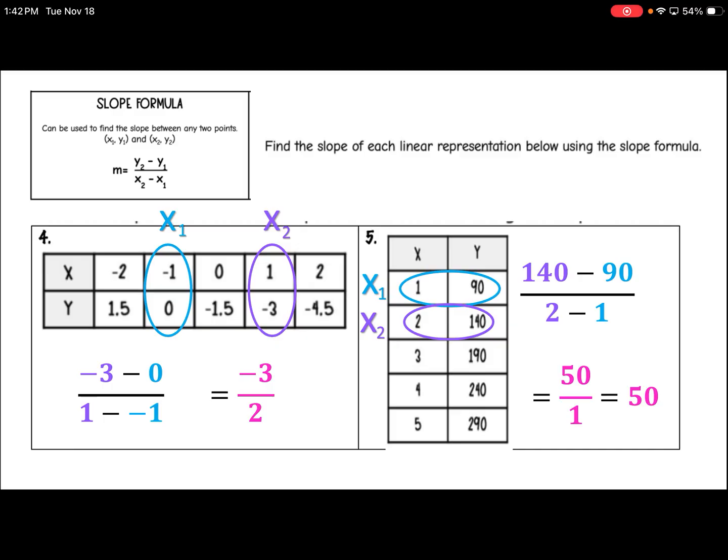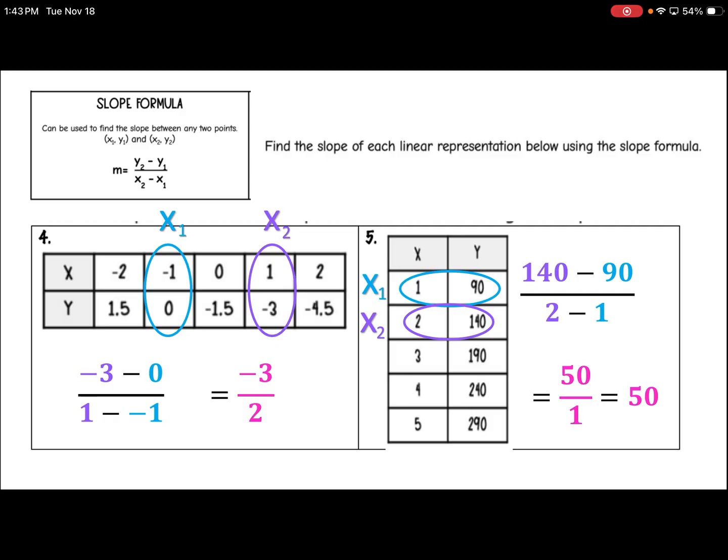Now, if you picked this one and this one, you would have ended up with 290 minus 190. What's that? 100. 5 minus 3. What's 100 divided by 2? 50. Does it matter what you pick? Just like it doesn't matter what you count.